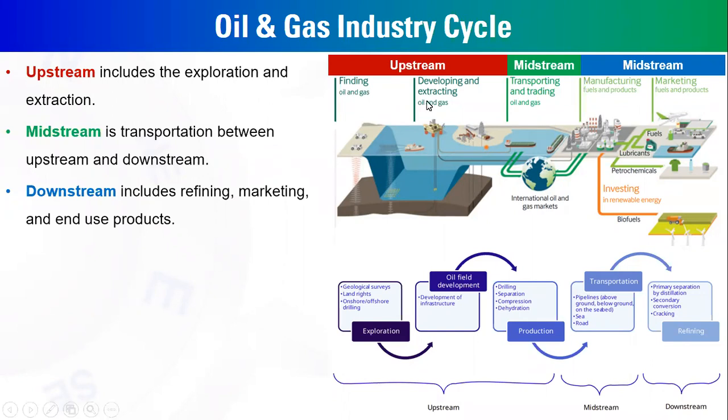So for upstream or the integrated production system, we are typically concerned with this part of the cycle, this segment of the industry, which is the exploration and production, and then how to optimize the production of the oil and gas assets by optimizing the wells, surface network, and the processing facilities.